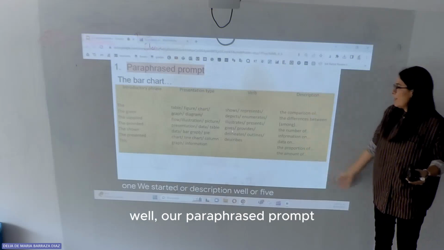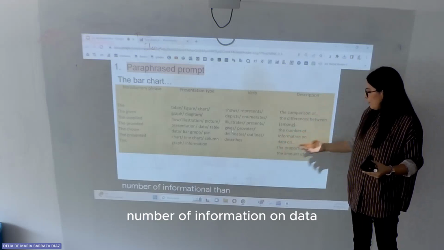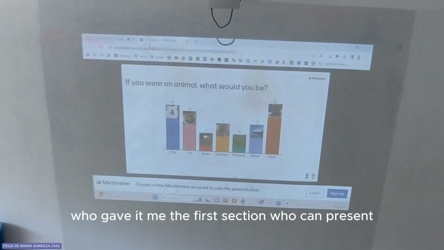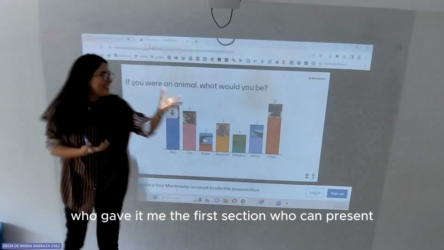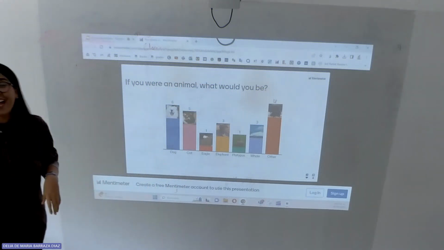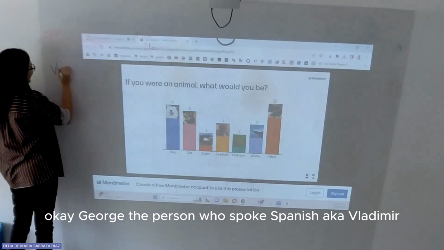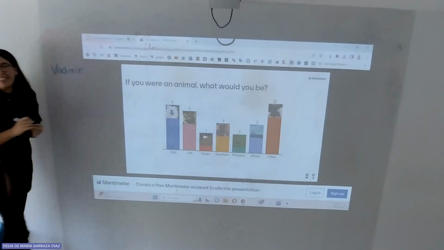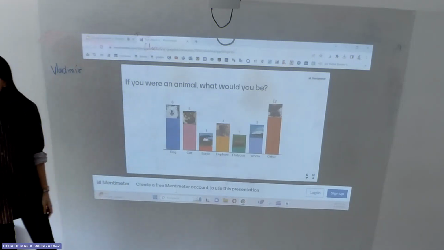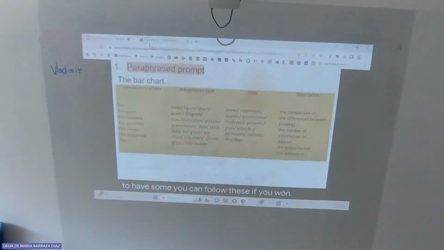Okay. And we start our description. Well, or paraphrase from. Present what? The comparison, differences, number of, information of, data on, proportion of, amount of. Now, who can give me the first section? Who can present what this is about? Volunteer? Or do I choose a person? Okay. George. Person who spoke Spanish, aka Vladimir. Vladimir, can you please present this bar chart? Well, you're gonna have to. I'm sorry. You can follow this if you want.